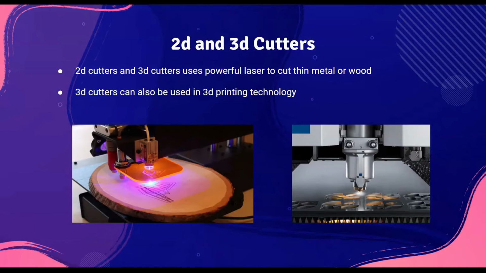Since these cutters cut 3D objects, they can also be used to make 3D objects in a particular shape. But these cutters can only cut in the X and Y direction. So if we need a 3D object, it is better to go for a 3D printer. As I said, this is all about 2D and 3D cutters. So let's jump on to the next output device.